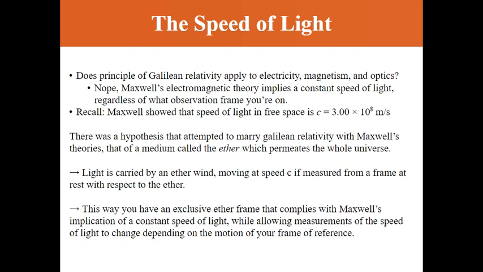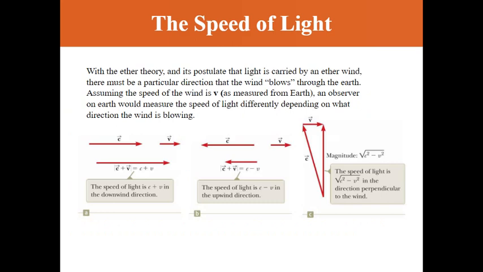In other words, if you were just swimming in the ether wind, just coasting along, then you'd see light moving at the speed of c. And if you're in any other frame of reference, the speed of light you measure will depend on the motion of the frame you're on. So this allows you to have this exclusive ether frame that complies with Maxwell's implication of a constant speed of light, and still allows for measurements of the speed of light to change depending on the motion of your frame of reference.